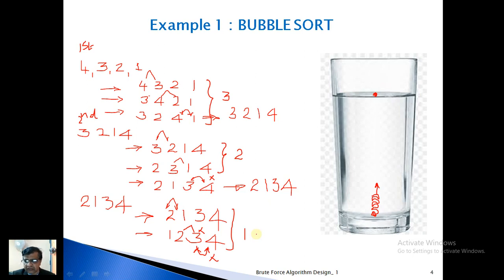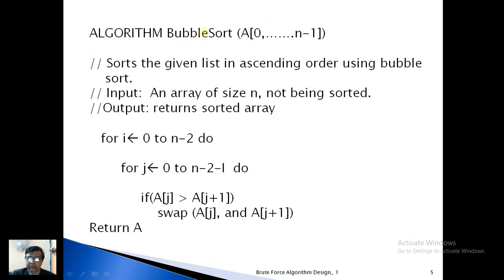With this knowledge of bubble sort, we will write the algorithm proper. Algorithm BubbleSort, this is the way to name the algorithm, as I told you in my previous tutorial, that it should be written with camel case notation. A[0 to n minus 1]. It sorts the given list in ascending order using bubble sort. Input: an array of size n, unordered, you can write like that also. Output: returns a sorted array.